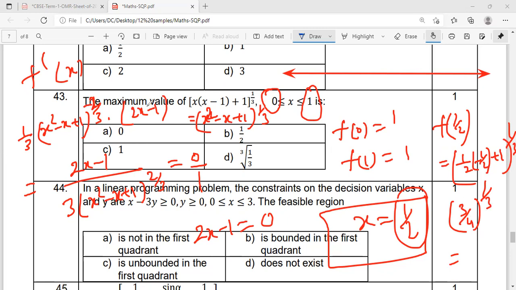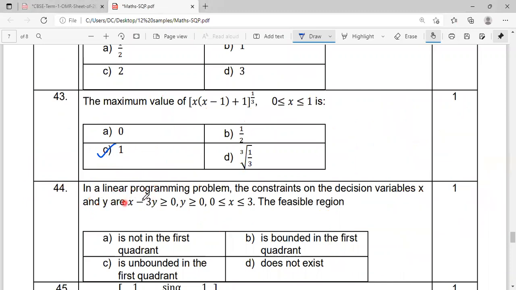So he's asking about the maximum value. So the maximum value of this is here at 0 and 1, which is 1. So the maximum value is 1. So this cannot be the maximum. So we're getting two maxima, and the maximum value is 1. All right, so this is done.